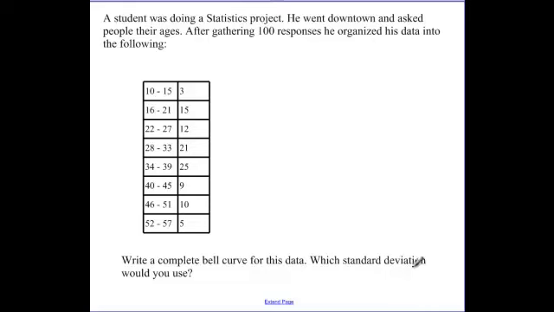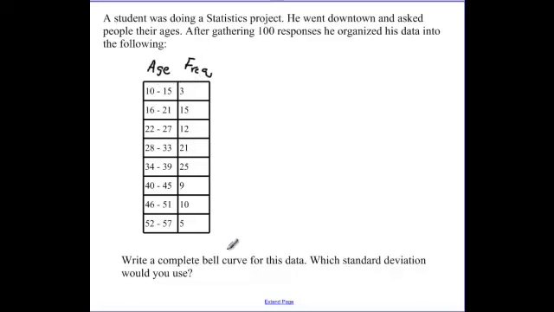Okay, one more problem real quick. A student was doing a statistics project. He went downtown and asked people their ages. After gathering 100 responses, he organized his data into the following. So obviously, this column represents age, and this column represents frequency, how many people responded. I gave you this one as a grouping one. So you can see that we don't really know how old these people are. We just know that 3 people were between 10 and 15 years old.